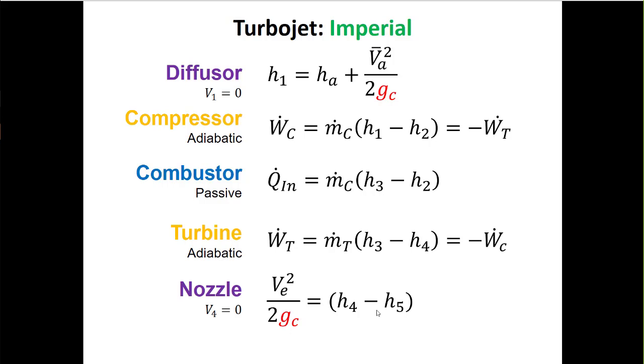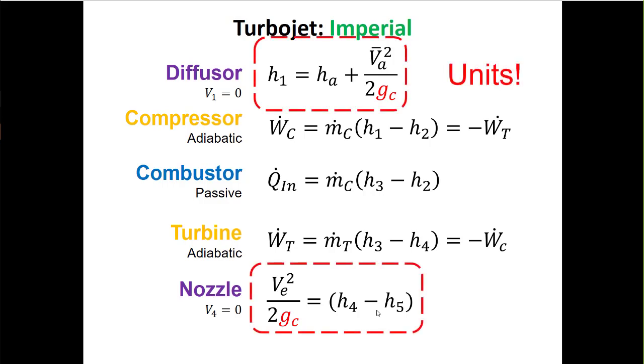So this is how we do it in imperial. And again, we always have to worry about the units in the nozzle and the diffuser, because anytime kinetic energy sticks around, your spidey sense starts tingling. You say the units are going to be a pain.